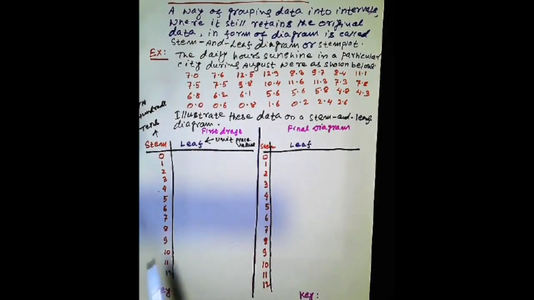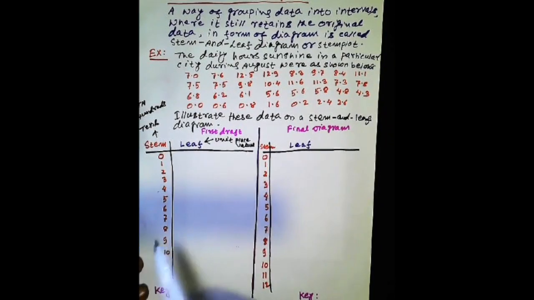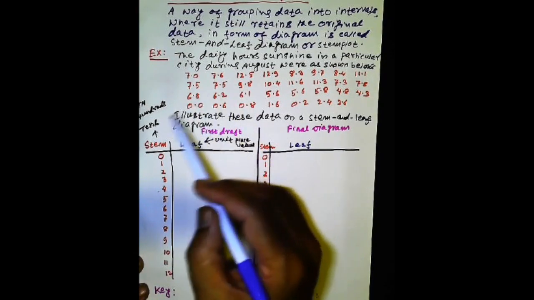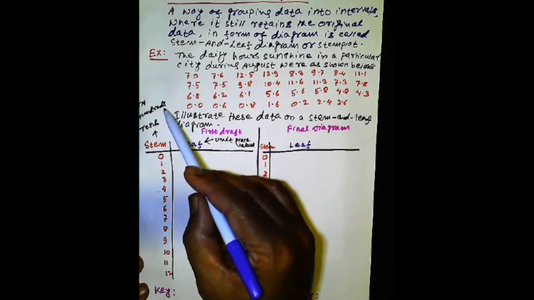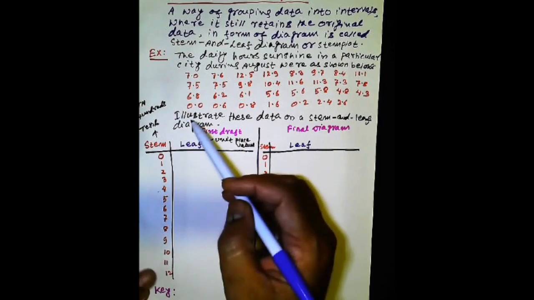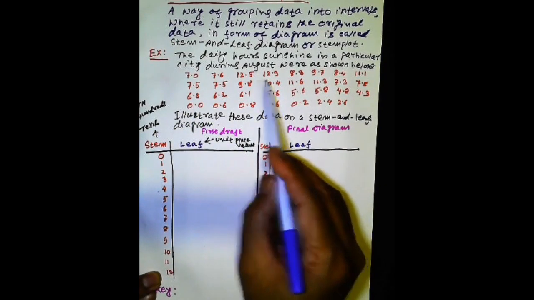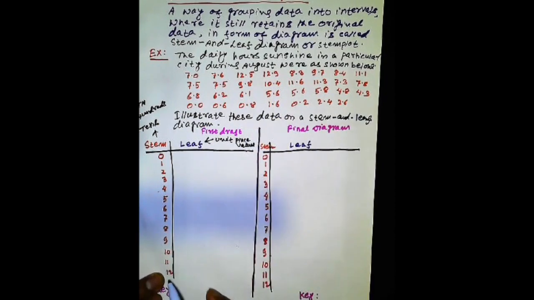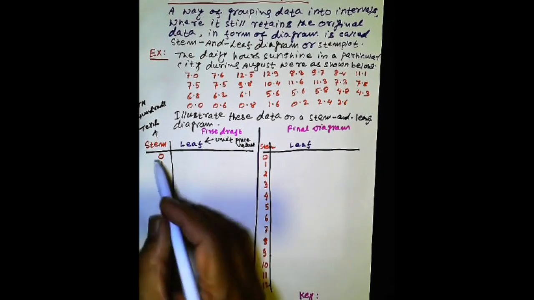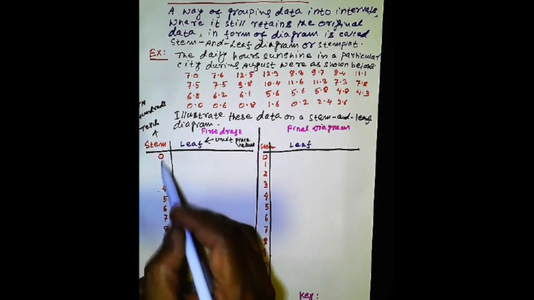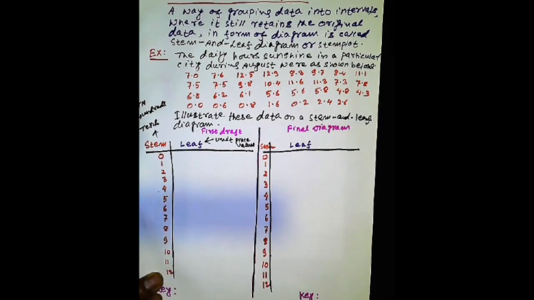In the same way, I searched for the highest value among these at the tens or hundreds place. Definitely I can find that 12 is the maximum here. So I end this by writing 12. Therefore in my stem part the values are 0, 1, 2, 3, 4 and so on.